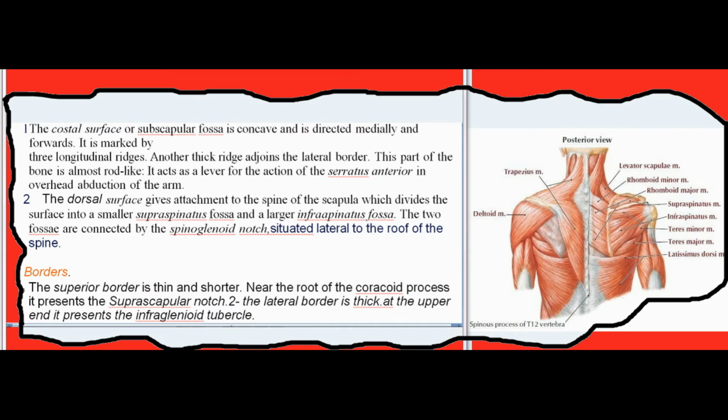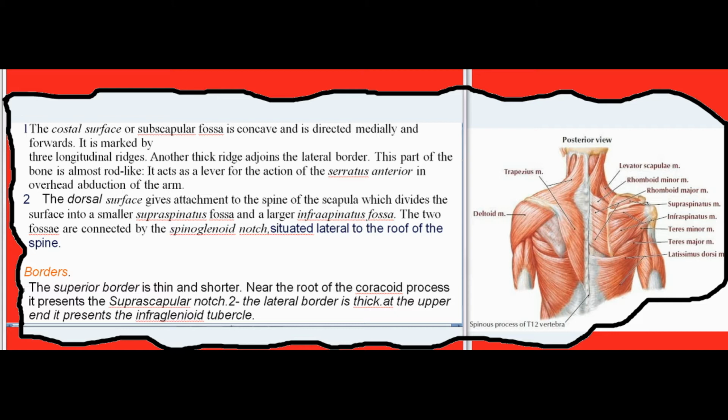Features. Surface. 1. The costal surface or subscapular fossa is concave and is directed medially and forwards. It is marked by 3 longitudinal ridges. Another thick ridge adjoins the lateral border. This part of the bone is almost rod-like. It acts as a lever for the action of the serratus anterior in overhead abduction of the arm.